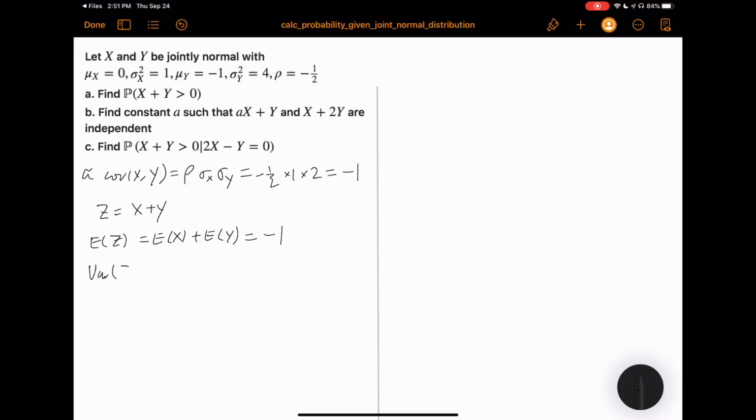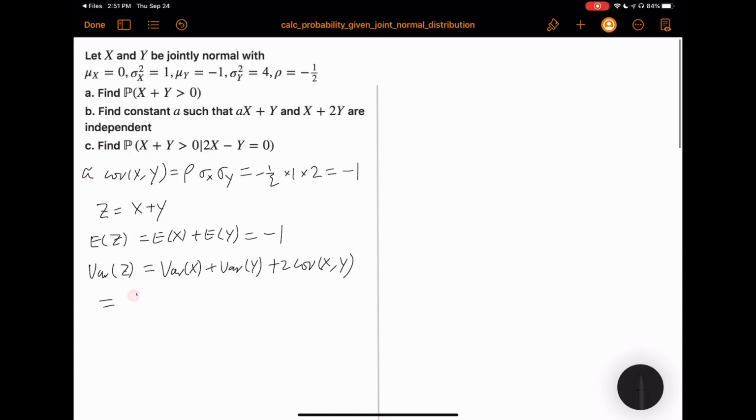The variance of z is equal to the variance of x plus the variance of y plus 2 times the covariance of x and y. The variance of x is sigma x squared, which is 1, plus the variance of y, sigma y squared, which is 4, plus 2 times the covariance of x and y, which is -1, so 2 times -1. This is equal to 3. So now we have the mean of z is -1 and the variance of z is 3. We're ready to calculate this one.